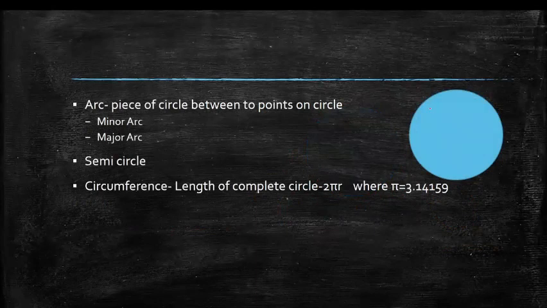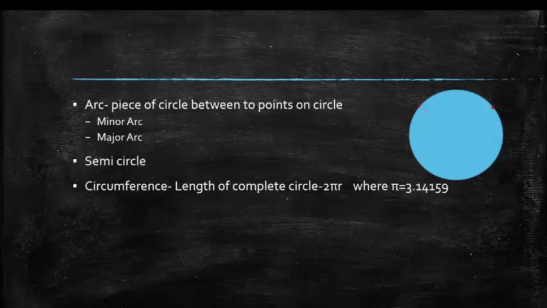Now let us try to understand a few more concepts. Let us take 1 point here and 1 point here on the circle. Let us name them A and B, and join these points along the boundary of the circle. That is called an arc. So an arc is a piece of the circle. You can see that it is a piece of the circle between 2 points on the circle itself. Because this is a small one, this is called the minor arc.